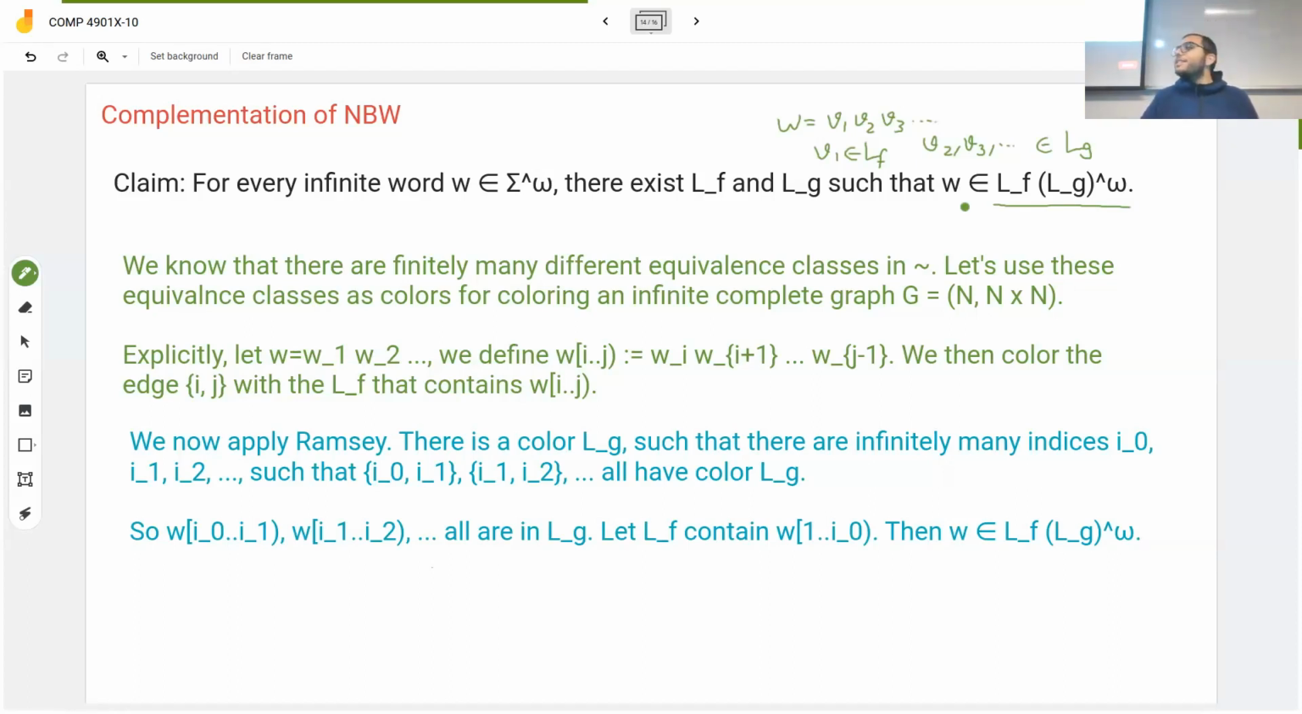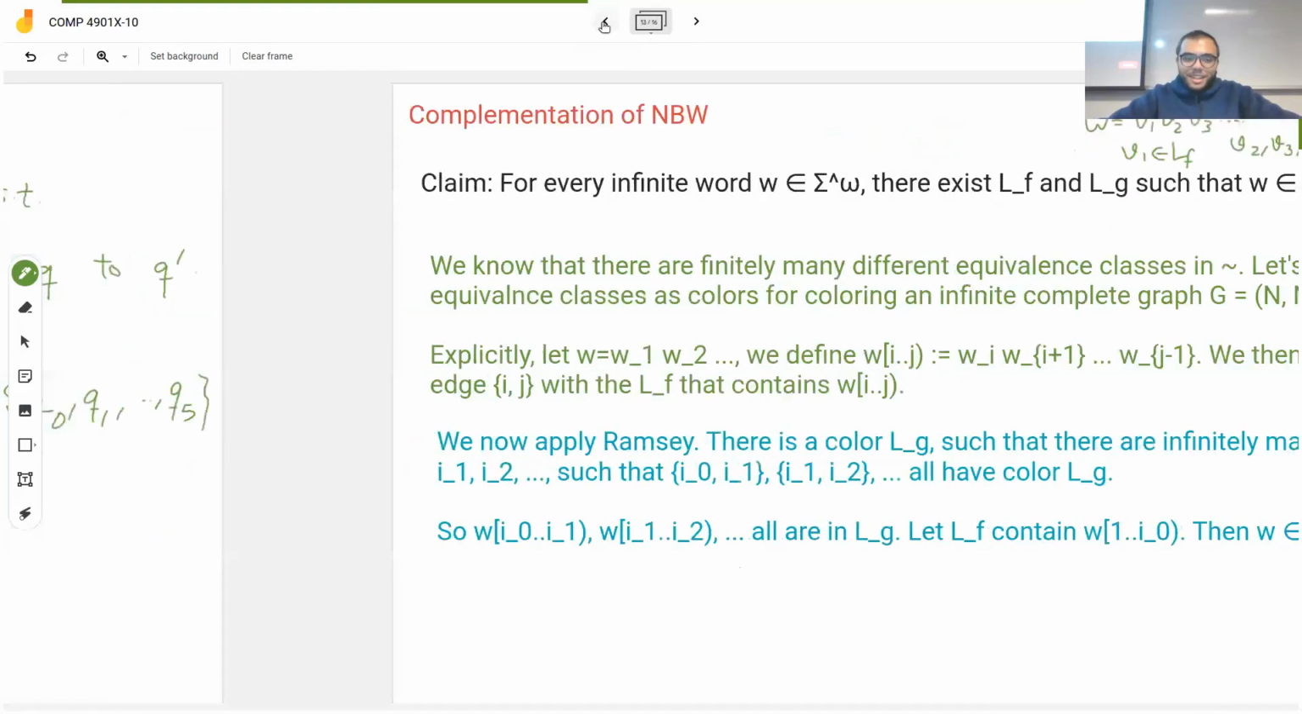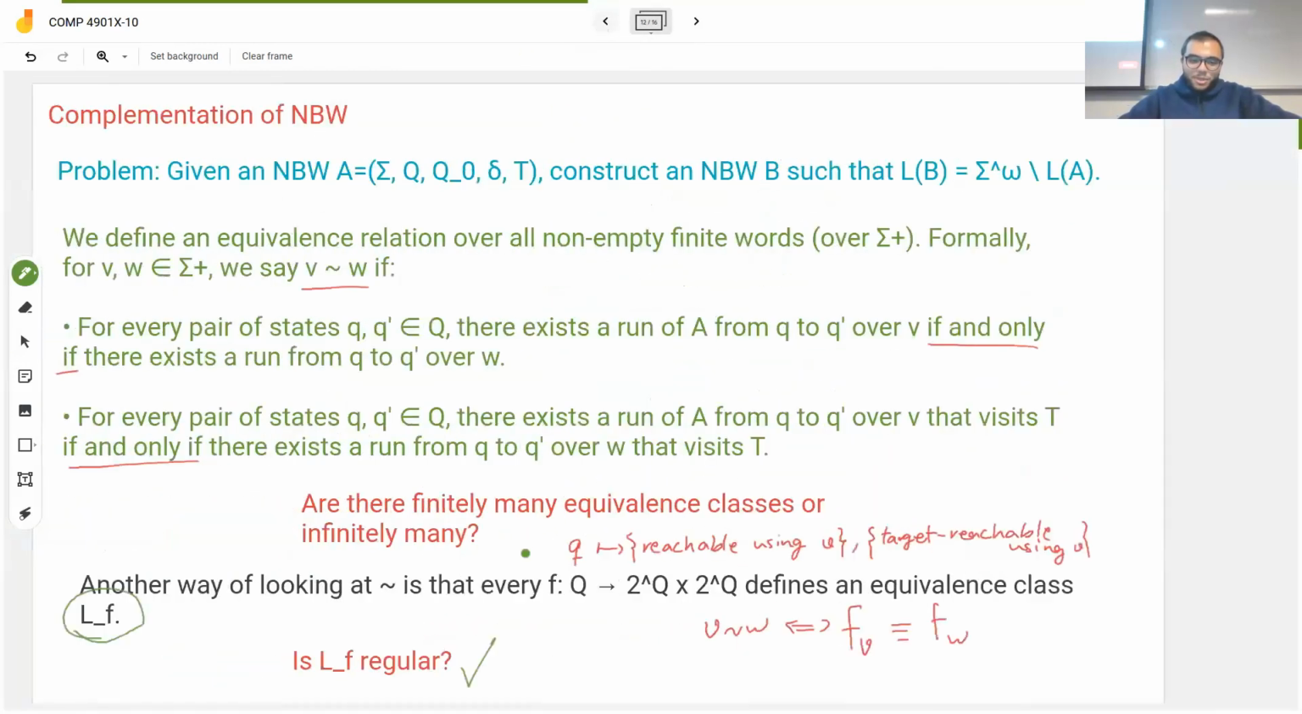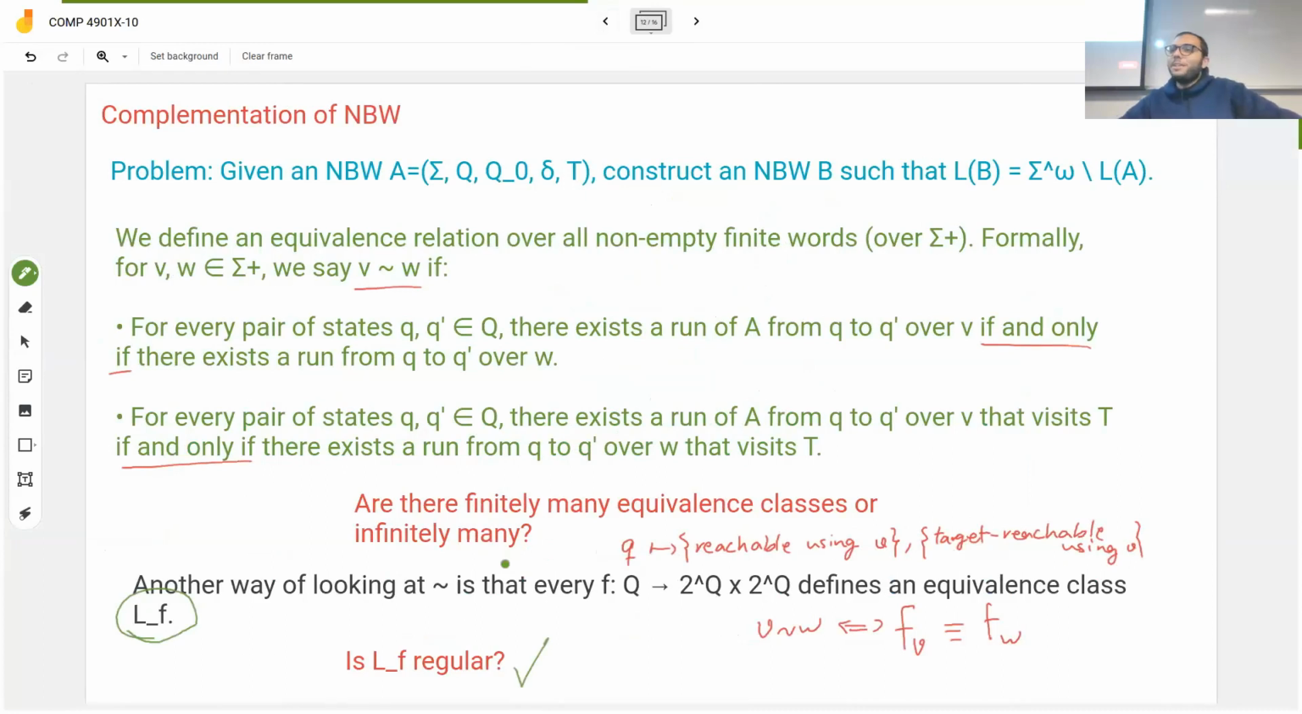Okay, this is where Ramsey comes in. We have to use this LF and LG and so on. We have to use our equivalence classes as colors in a graph. And that's why it was really important for me to prove that I have finitely many equivalence classes, because I wanted to say I have finitely many colors.